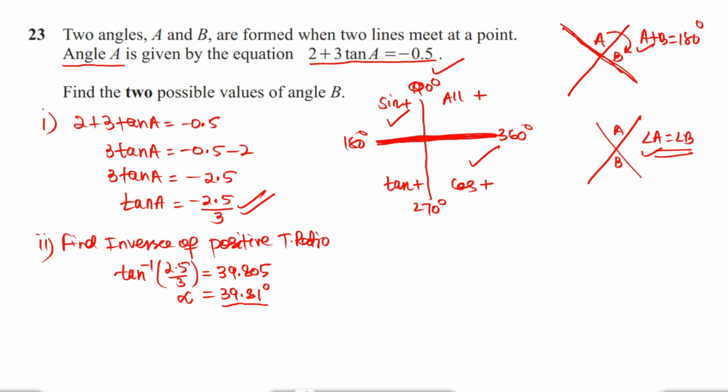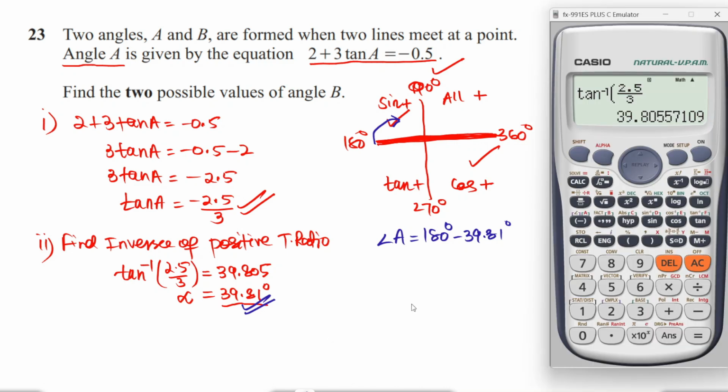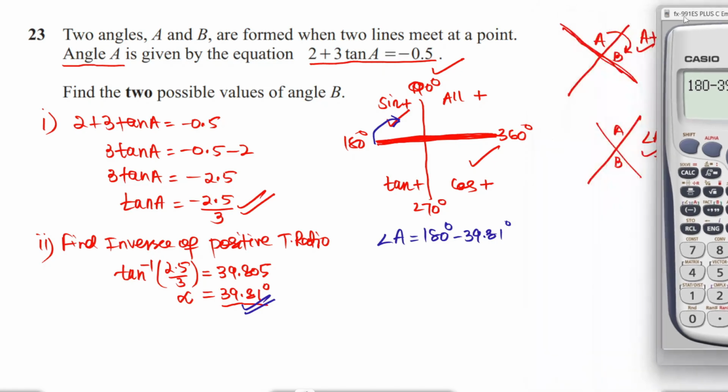So to go into the second quadrant, what do we have to do? We have to go like this. So we have to subtract something from 180. What do we have to subtract here? This thing. So angle A could be 180 minus 39.81, and let us calculate it. 180 minus 39.81 gives you 140.19.